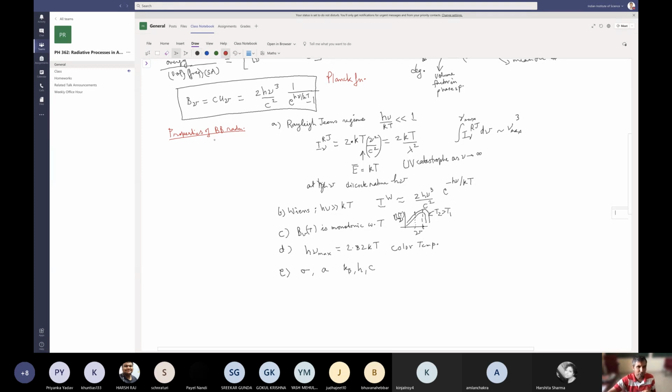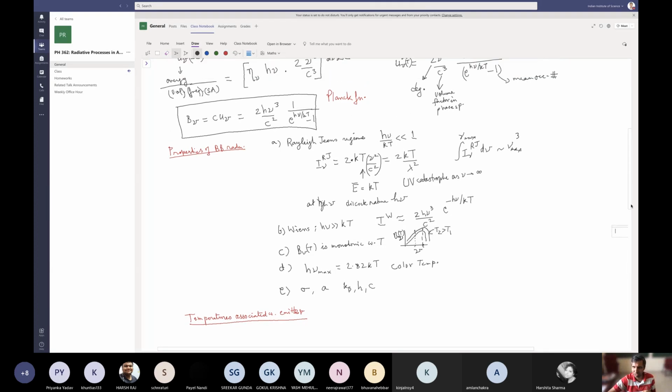Now there are also temperatures associated with emitters. So sometimes instead of dealing with intensity, we deal with temperature, and there are various temperatures associated with emitters, and I'll quickly talk about them.